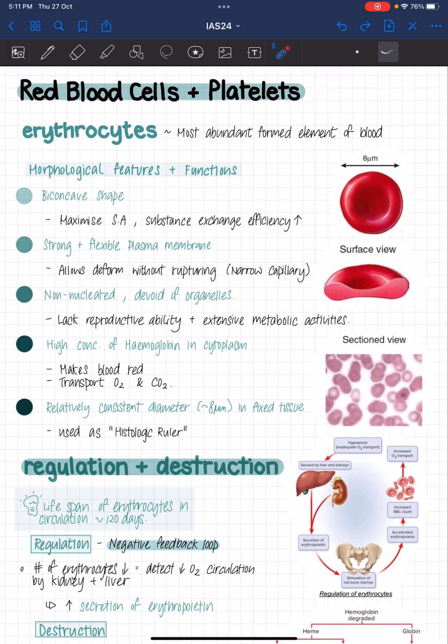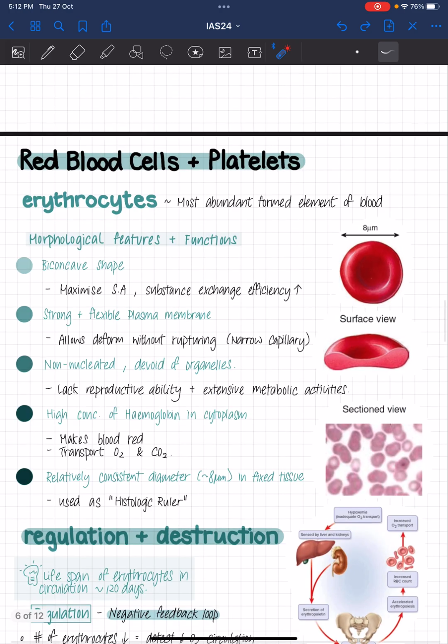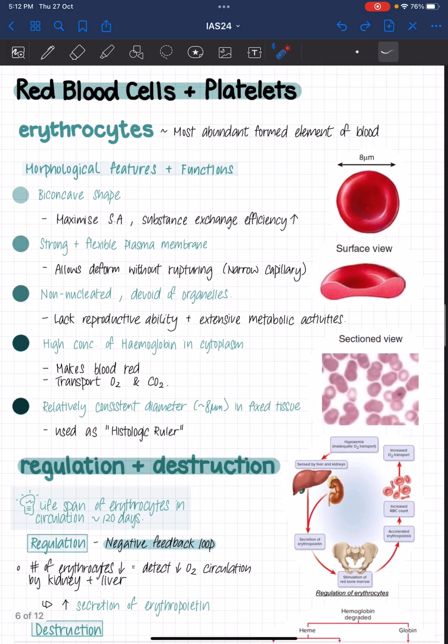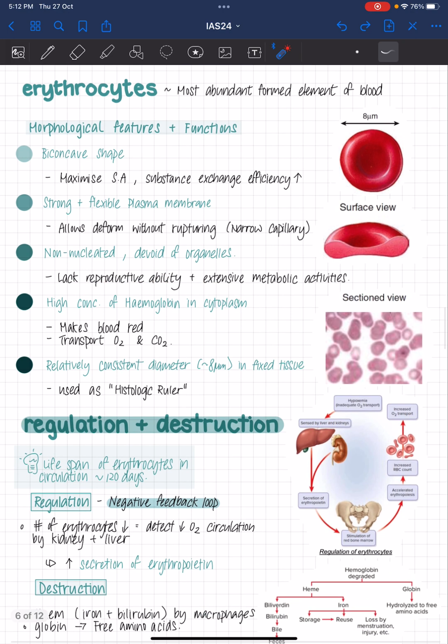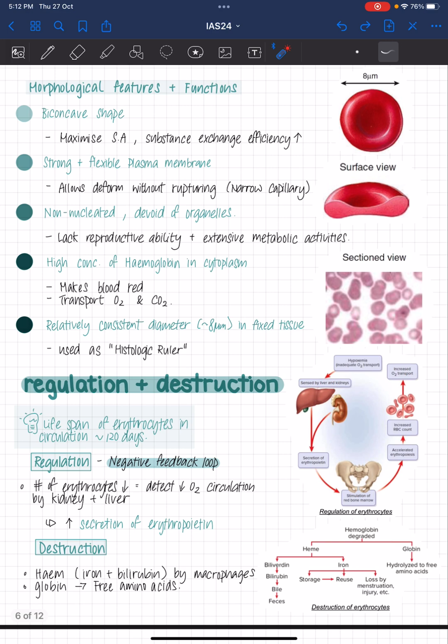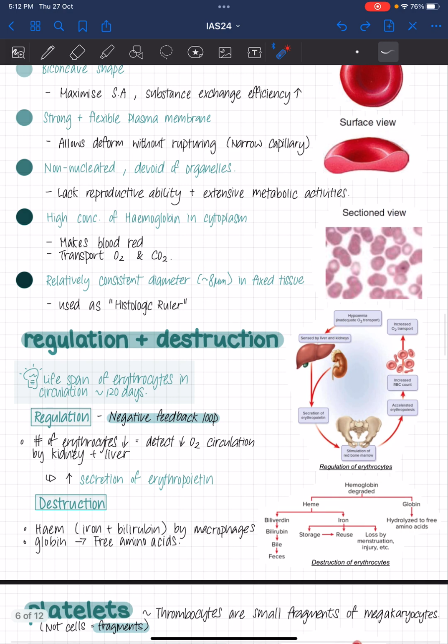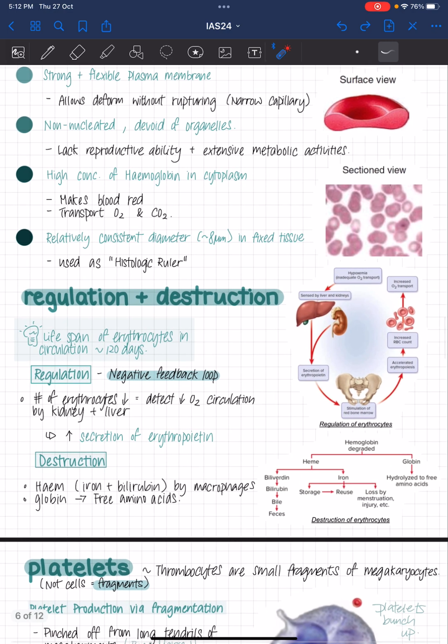So the blood cells cannot regenerate other blood cells. They have to be formed by haematopoiesis in the bone marrow. So they can't reproduce themselves, and they cannot carry out metabolic activities. They have a high concentration of hemoglobin in the cytoplasm, which firstly makes it red, and also allows oxygen and carbon dioxide to bind to it, so it can be transported throughout the circulation.